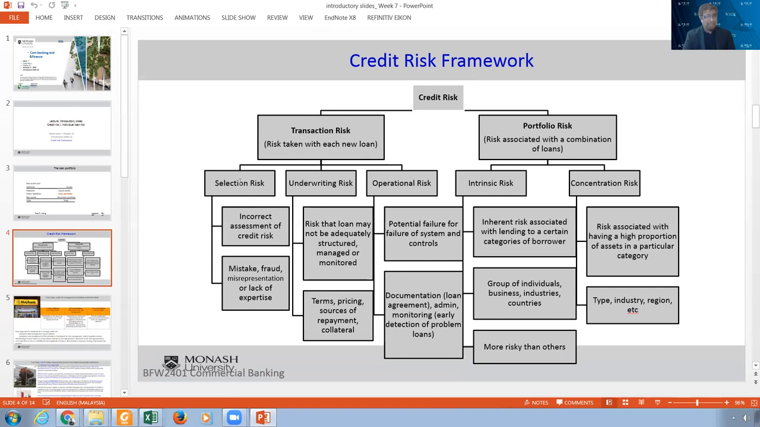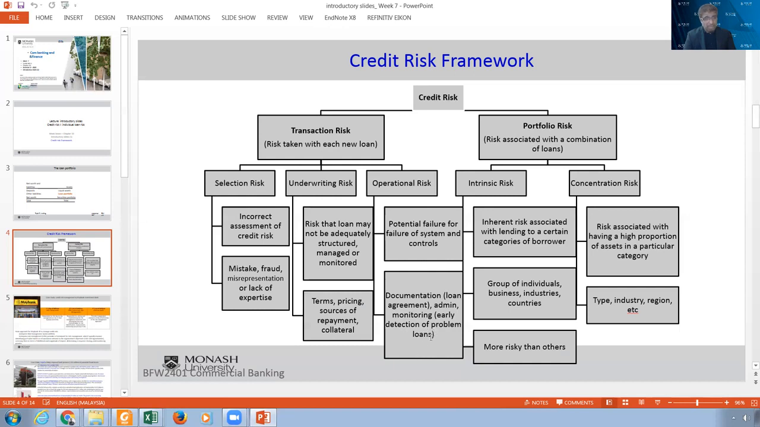Now, assuming the selection is okay, the contract is okay, the conditions are okay, but when you start living with this loan for the next 10 years, if it is a business loan, you don't maintain it. You don't go over it. You don't monitor. That will create something called operational risk. This is a potential failure of the system and the controls. And maybe the documentation is not okay. The admin monitoring is not okay.